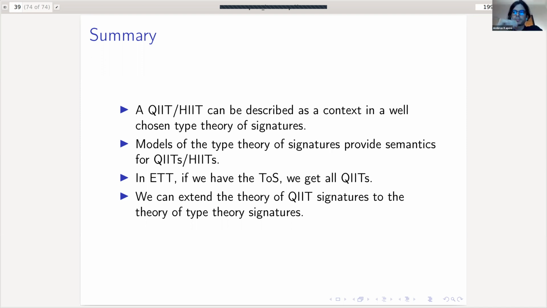Yes. But you can say what it means for a model to have a particular QIIT without knowing that the theory of signatures has an elimination rule. Yes. Okay, yes, got it. Exactly. Thanks. Okay, anybody else?